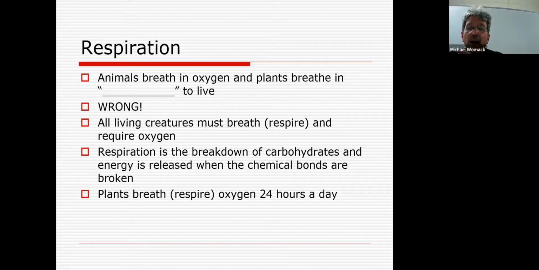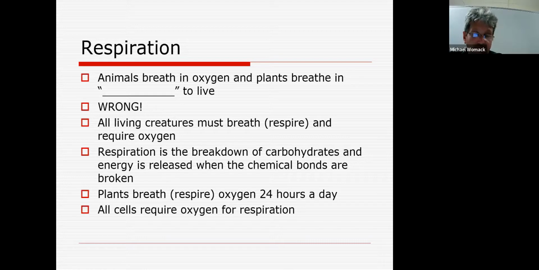Plants will respire 24 hours a day, just like animals respire or breathe 24 hours a day. And every cell in an animal that's alive or in a plant, every cell requires oxygen for respiration. All cells, plants and animal cells, all require oxygen for respiration.